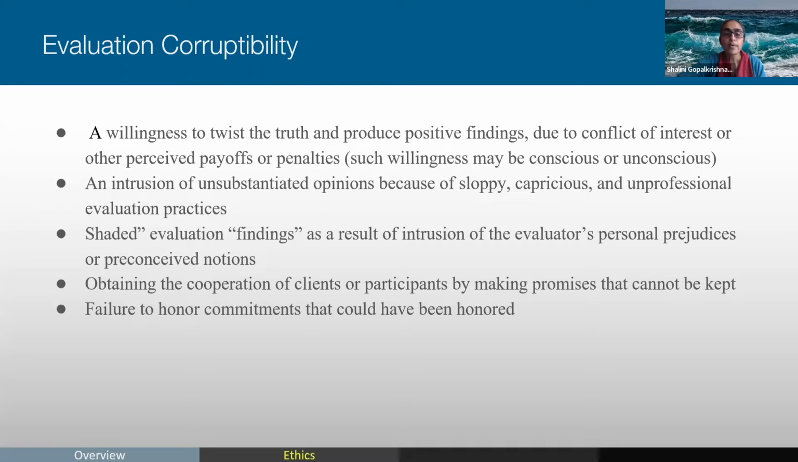Or you tell everybody, hey, listen, we're going to do this. You tell the donor, you tell the participants, but you know it cannot be kept. So that's also a corruption happening, if you don't honor commitments. So in evaluation, a lot of this happens almost on a daily basis. And it's your job continuously to check that none of these are happening. It's not like a checkbox where you say, okay, all this is fine. It is being continuously aware of what you're doing.